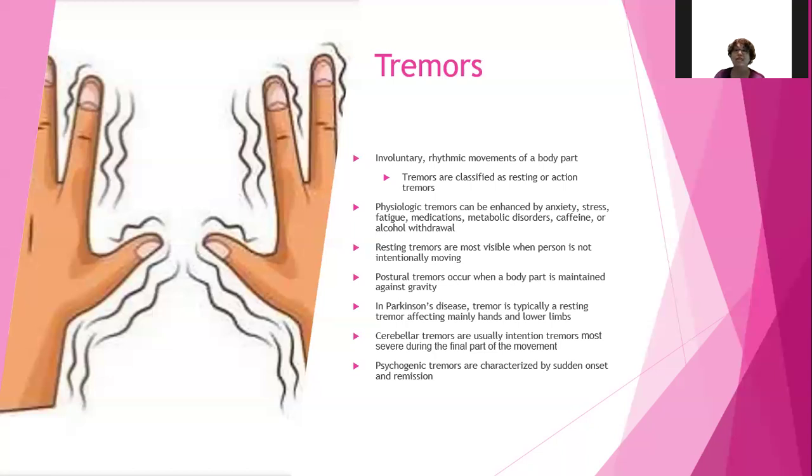Cerebellar tremors are usually intention tremors, and they're most severe during the final part of the movement. Psychogenic tremors are characterized by sudden onset and sudden remission. So, a tremor is just one piece of the picture. It's not going to be diagnostic of any particular thing, but it can be classified as resting or action.